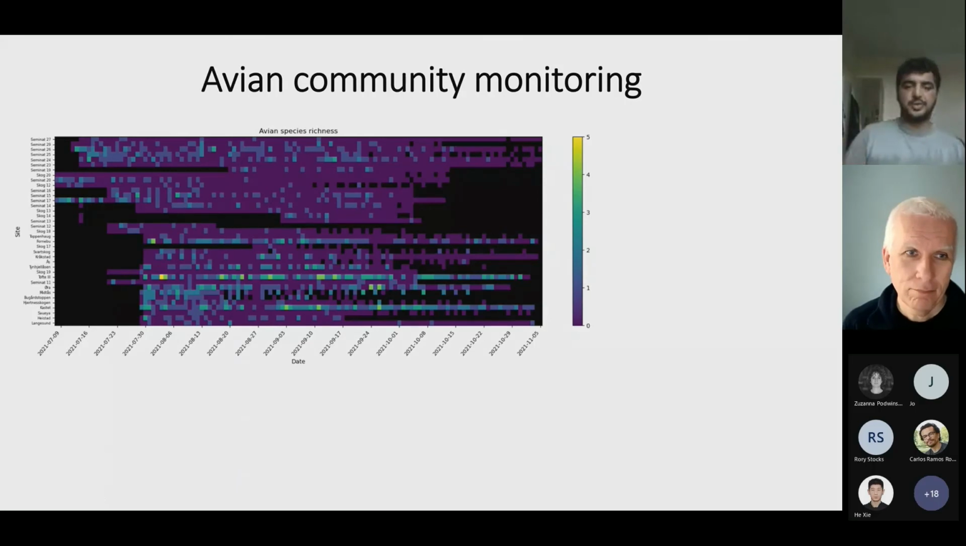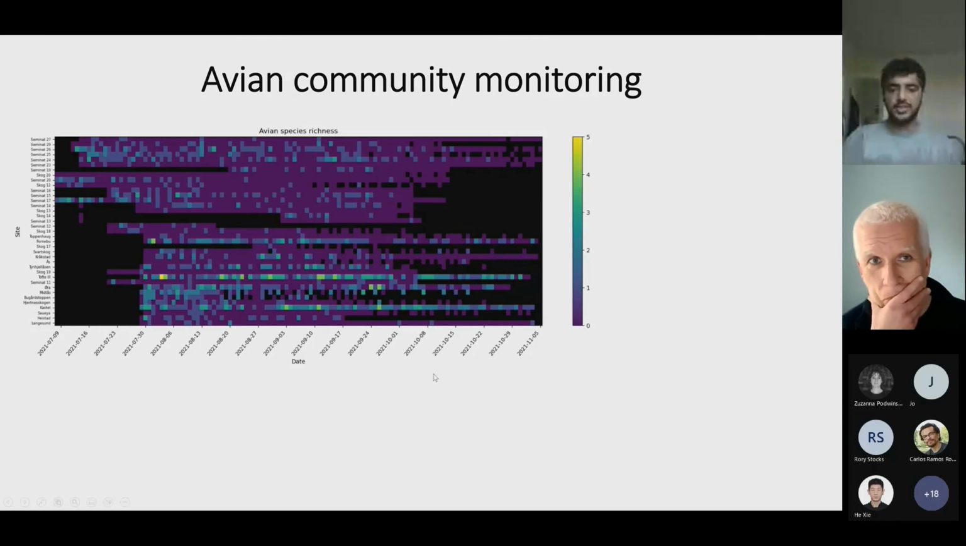So just a quick overview of the kind of data we can get out. Here on the x-axis is the date, and this is from last year. We actually only started in July due to practicality issues. And on the y-axis is site, so we're looking at avian richness per day at each site over a matter of 3 to 4 months. So, just massive amounts of data that we're getting for not much effort through the use of these automated approaches.